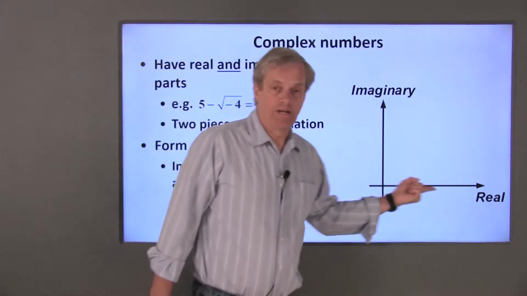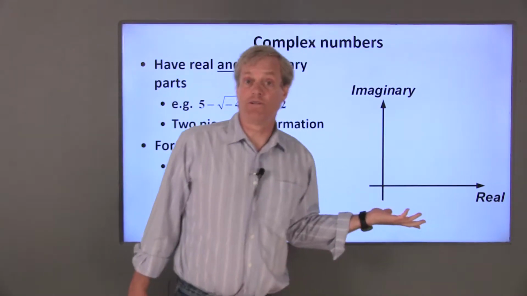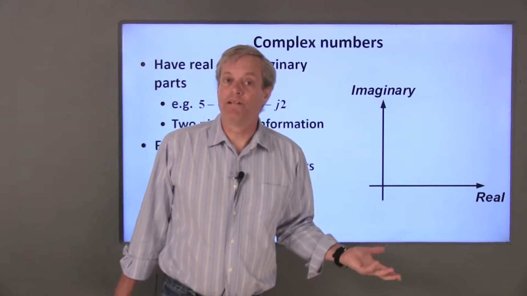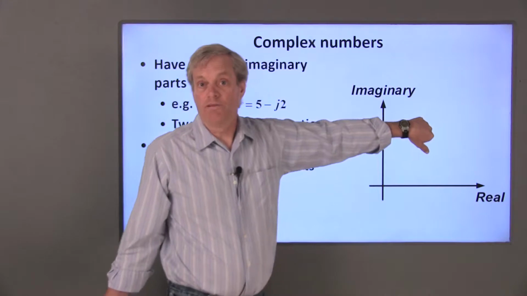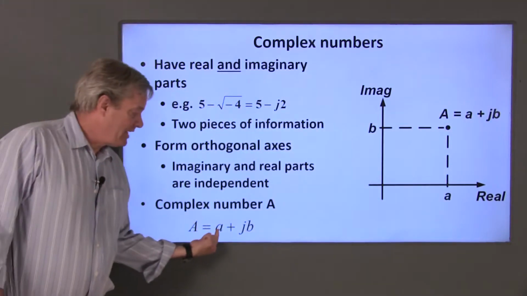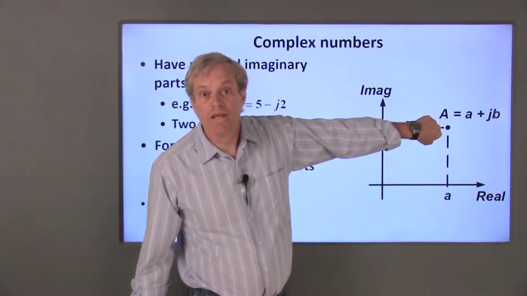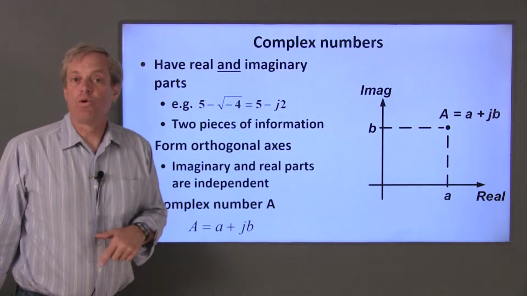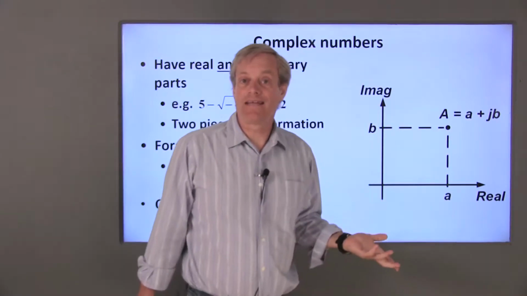Graphically, the real part of the number is displayed on the horizontal axis, and the imaginary component is on the vertical axis. This set of axes is often referred to as the complex plane. Any complex number can be represented as a point on the plane. If I have a complex number A that equals little a plus j times little b, I can plot that point as shown here. When I write a complex number in this form, it's in rectangular coordinates. I'm given the distances in the x and y directions on my axes.